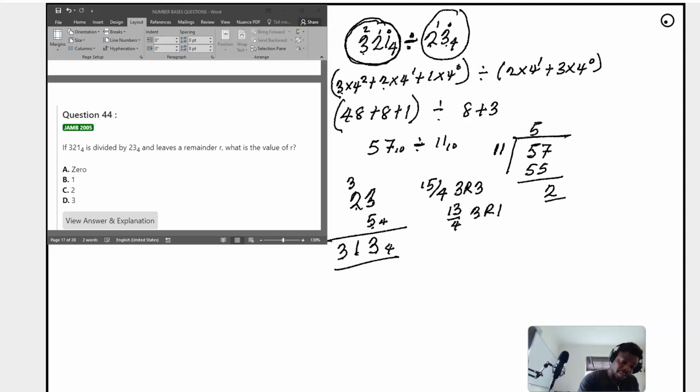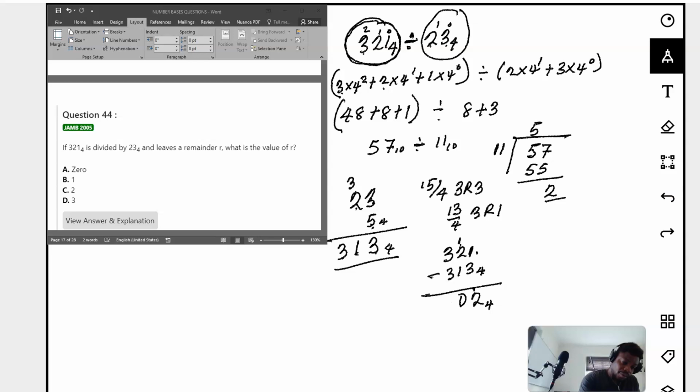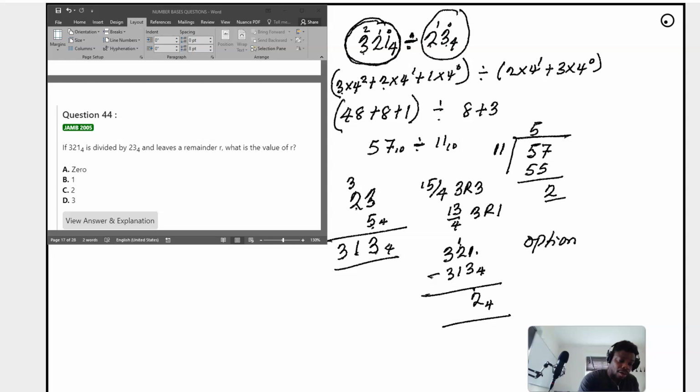So let's see the remainder. The remainder is when I subtract. So 3, 2, 1, okay, minus 3, 1, 3 in base 4. So 1 minus 3. So I'll borrow 1 from here. The 1 I borrow is what? 4. So 4 plus 1, that is 5. 5 minus 3, that is 2. Okay, so this one, 1 minus 1, 0, 3 minus 3, 0. So I don't have to write those zeros there. So I'm going to have 2 in base 4, which is the same thing that I got here. So option C.